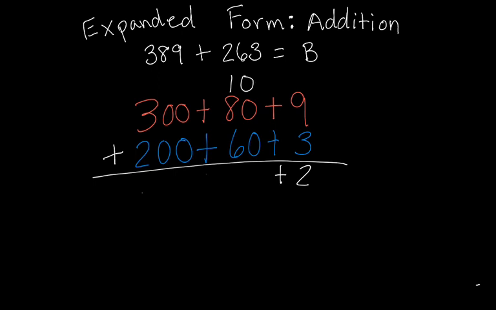So then 80 plus 60 would be 140. Add 10 would be 150. So I drop the 50. And then move my 100 over here. And that would be 100 plus 300 is 400. Plus 200 is 600. String it back together. 652.